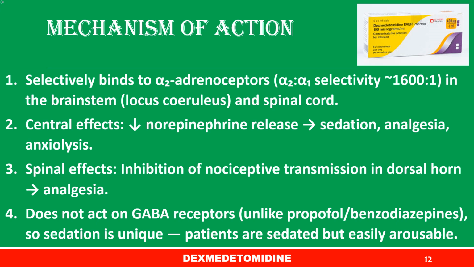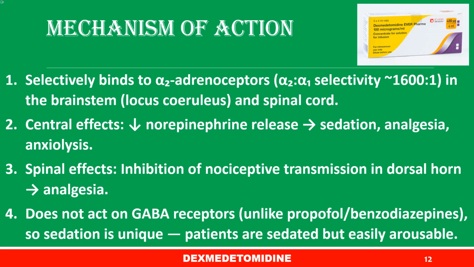Mechanism of action of dexmedetomidine. 1. Selectively binds to alpha-2 adrenoceptors. Alpha-2 to alpha-1 selectivity approximately 1600 to 1. In the brainstem, locus coeruleus, and spinal cord. Dexmedetomidine targets the alpha-2 receptor mainly in these areas.